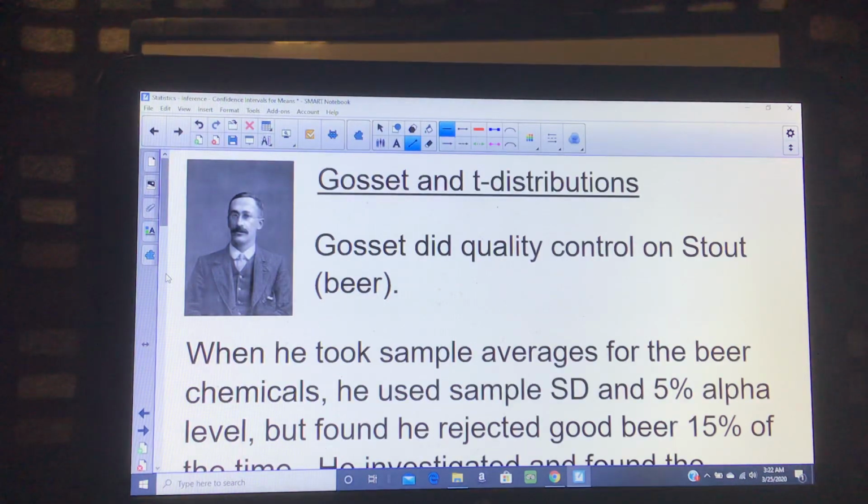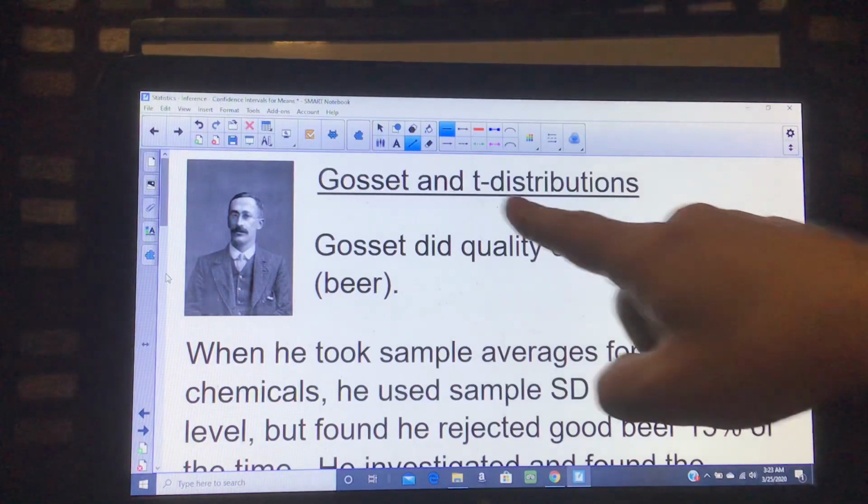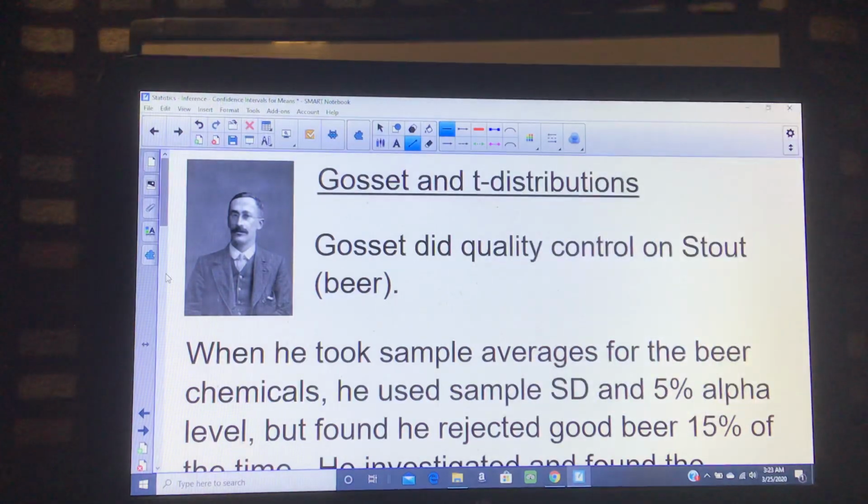This kind of dapper-looking fellow on the left is a man named Gossett. So Gossett was a statistician who worked at a beer factory. He basically worked making stout, and stout is a certain kind of beer. So Gossett was the one who sort of discovered the problem that I was just talking about and the need for a modified normal curve, which ended up being called a t-distribution. It's sometimes called student's t-distribution.